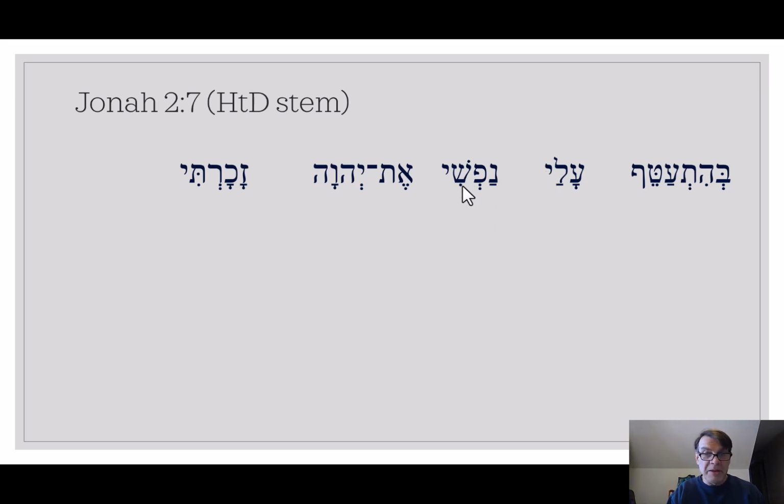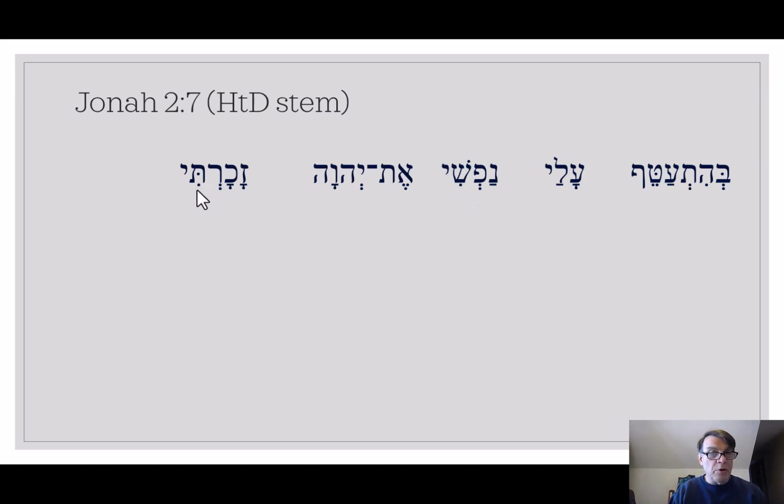You'd be correct. Same with the Hirik yod here, that's my. And the Hirik yod here indicates a first person common singular as well. So we've got a lot of I stuff going on here. Upon me is the way this would be translated. Nafshi is my soul, or better, my life, with Hirik yod being the possessive my.